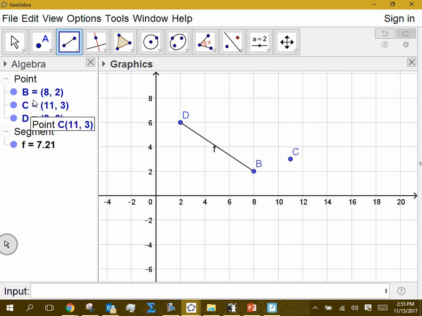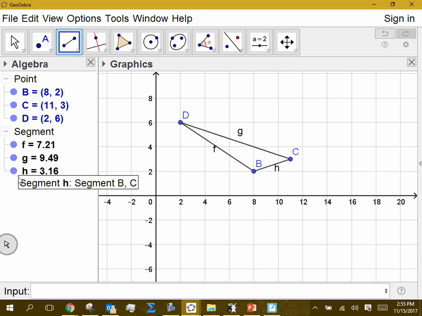I like to do it this way. If I just come over here and click C to D, it creates that segment. If I click B and C, it creates that segment. Okay. Now, here's the thing. This is why I think maybe GeoGebra is useful. This is maybe why doing things by hand is useful on the exam.